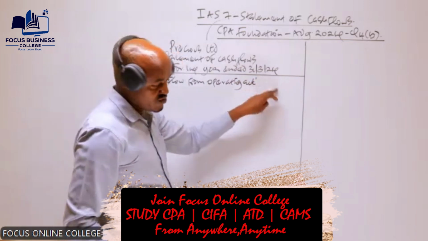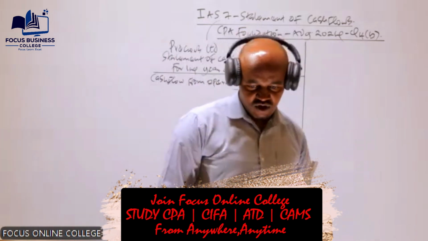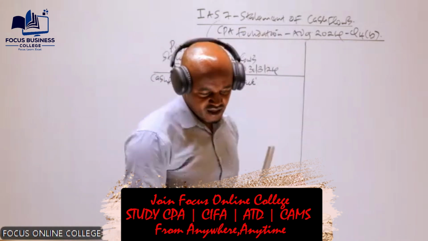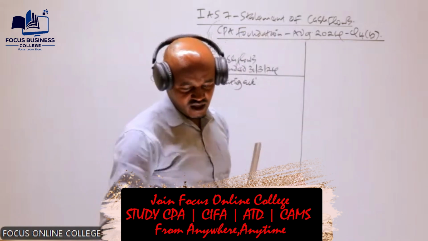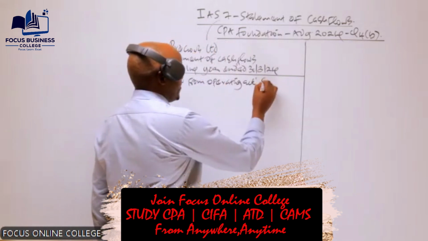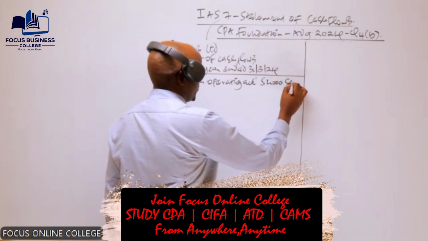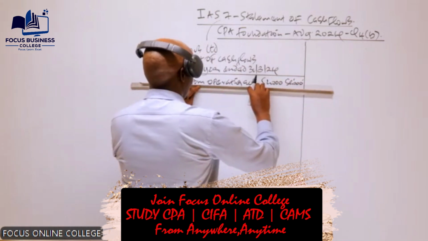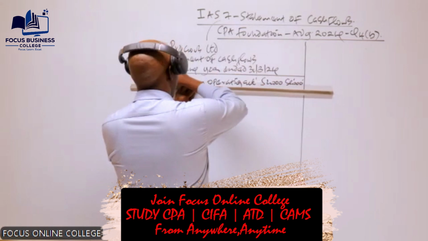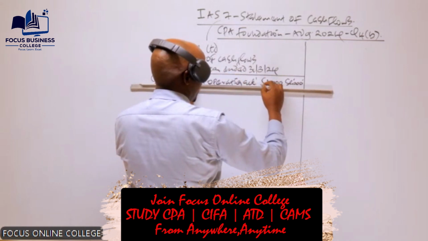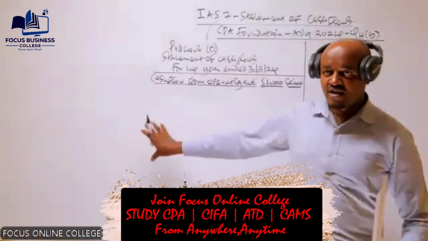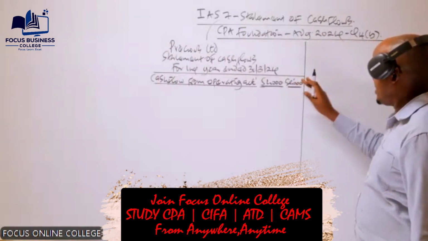Here we need to have 2 columns. If you go back to that question, all our figures, in the income statement or statement of profit or loss and in the statement of financial position, are given in thousands of shillings. So you need to have 2 columns like that. Then you leave enough space here, because when computing the cash flow from operating activities, we have so many items which we record here.